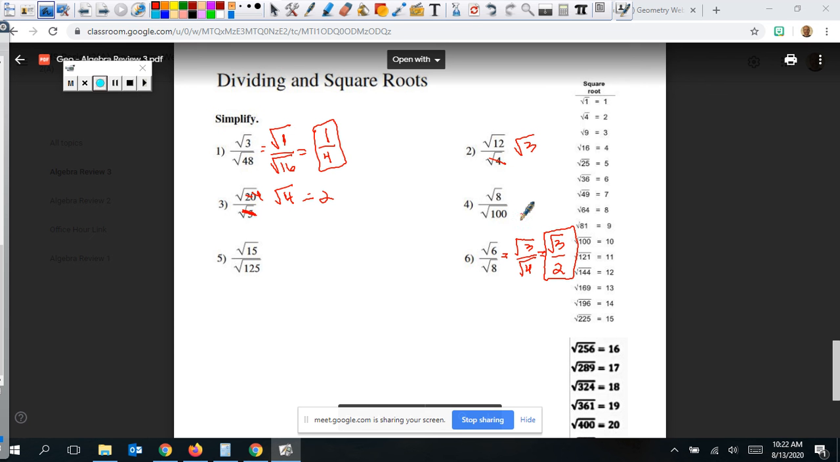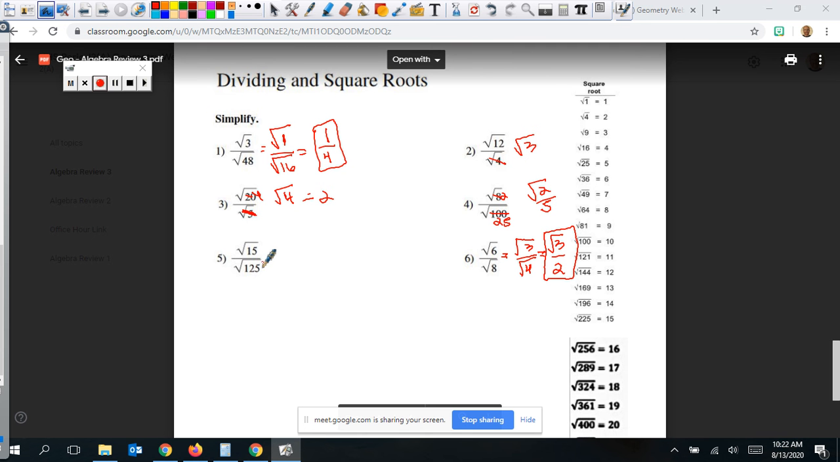With this one, you can reduce this by 4. 4 goes into 12 5 times, and 4 goes into here 2 times. So we're going to see it's going to be a square root of 2 still on the top, and the square root of 25 is 5 on the bottom. So square root of 2 over a 5.